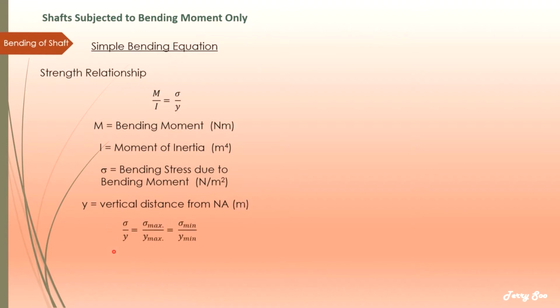Okay, so we refer to this for the variation of sigma, the bending stress, with respect to the Y. So what it indicates here is, when we are looking for maximum bending stress, then the Y should be maximum. That means the vertical distance from the neutral axis should be maximum as well. Then when we refer to the minimum bending stress, we will have Y minimum.